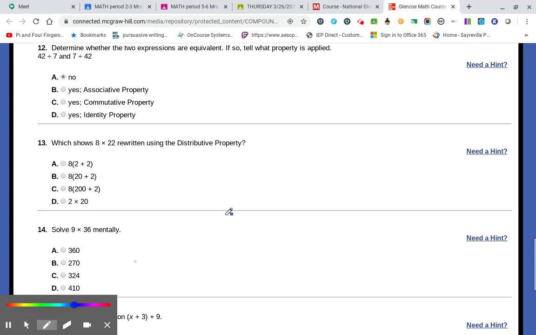Which shows the distributive property when 8 times 22? Now, I had a couple questions about this. You have to factor out a common factor for 8 and 22. Nothing times 8 gives me 22, right? But 2 can go into both of them. Oh, I'm lying. I'm sorry. They want you to pull out the, we did this in class. I lied. Let's backtrack. Let's erase this.